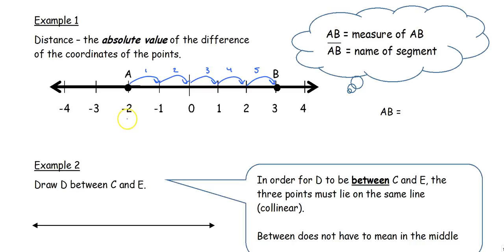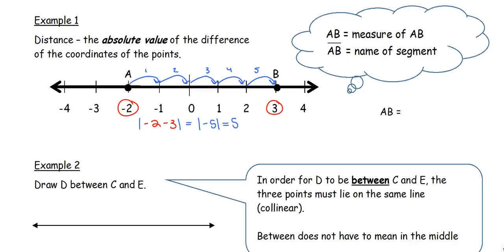You can also look at the definition. So we want the absolute value, so our absolute value signs, of the difference of the coordinates. I have two coordinates here. I've got a -2 and a +3. So I'm going to find the difference between them. Difference means subtraction. So -2 minus 3, absolute value. So I want the absolute value of a -5. Absolute value always evaluates as a positive number.